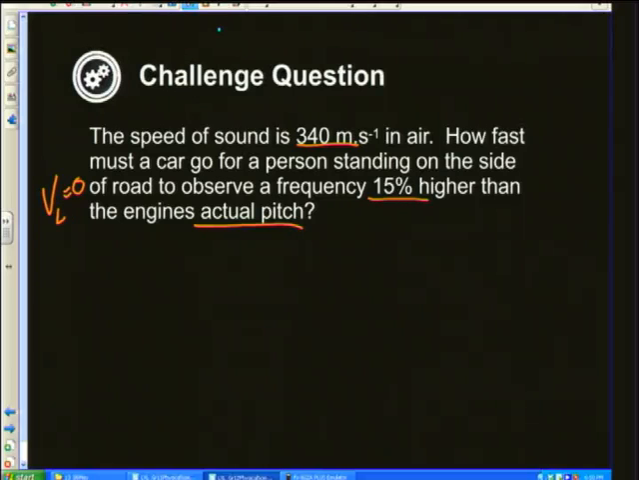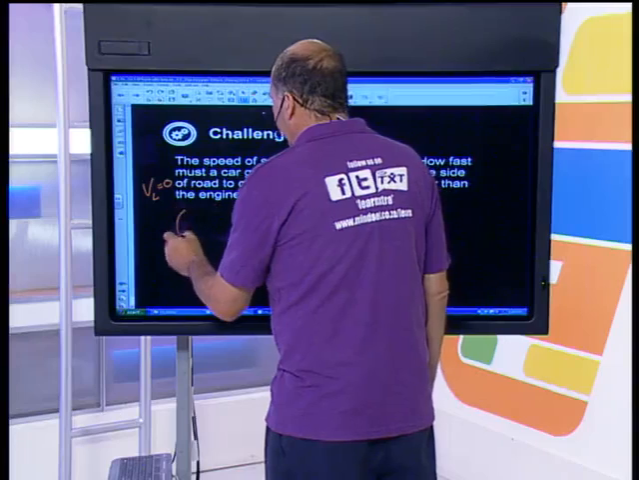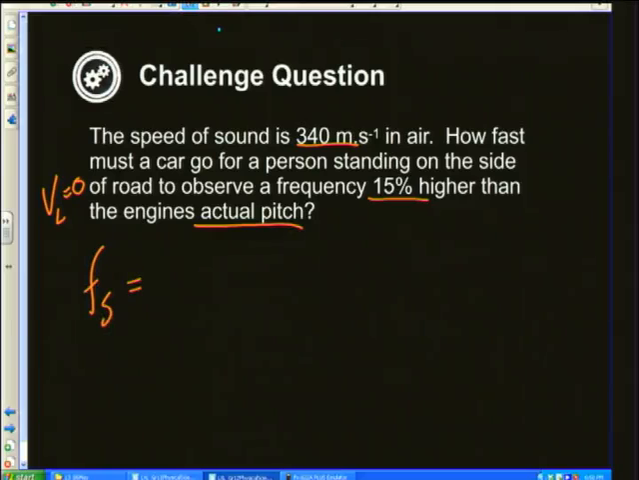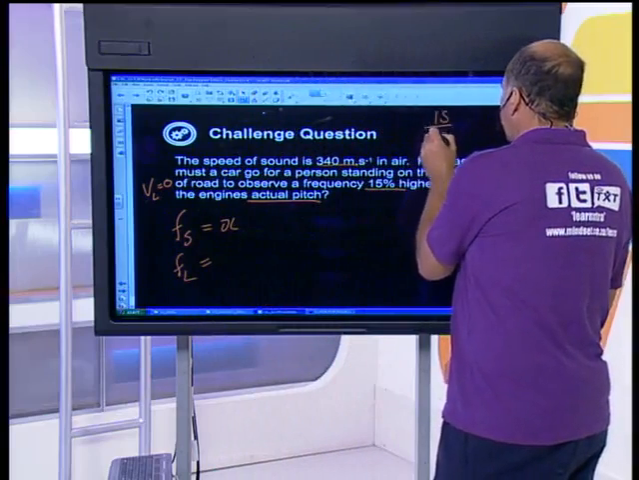Now, guys, the problem here is that they haven't given you the frequency of the pitch of the car. So I'm going to choose something. I'm going to say, let the frequency of the source equal X. That means that the frequency of the listener must be 15% higher. Now, guys, what do we do to get 15%? We know 15% is 15 out of 100.